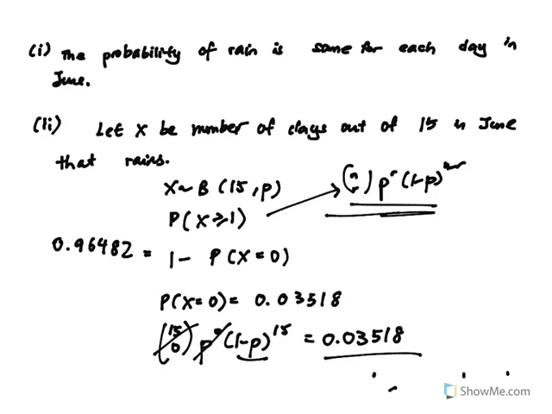Now do the math yourself. You can take logs of both sides, or you can use the GC and just go to solve, and you get p equals 0.2.